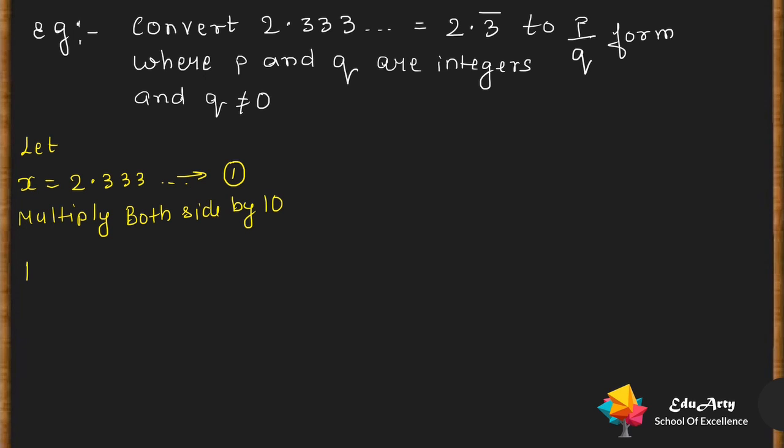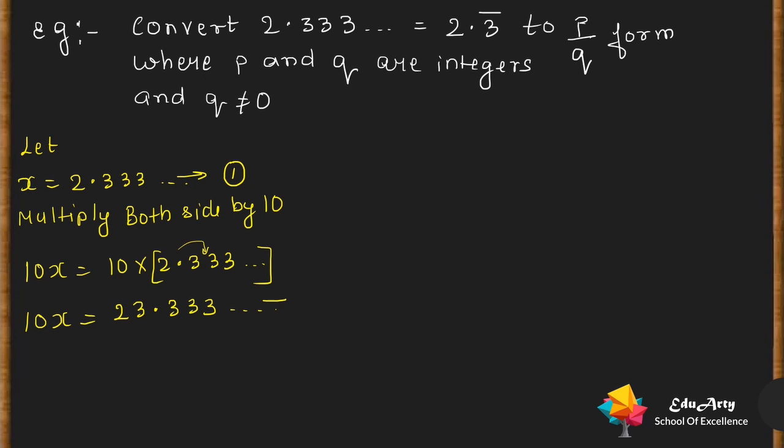This will become 10x is equal to 10 multiplied by 2.333. If you multiply with this 10, the decimal point will shift to the other side, correct? So this will become 23.333 and it will continue further, right? Alright, let's say this is our statement 2. Until here, I think there should be no doubt.